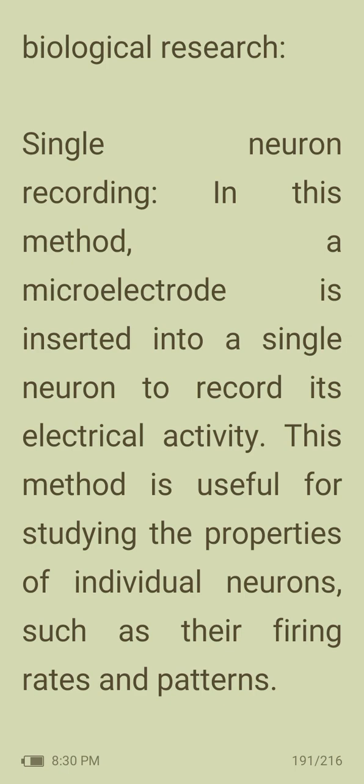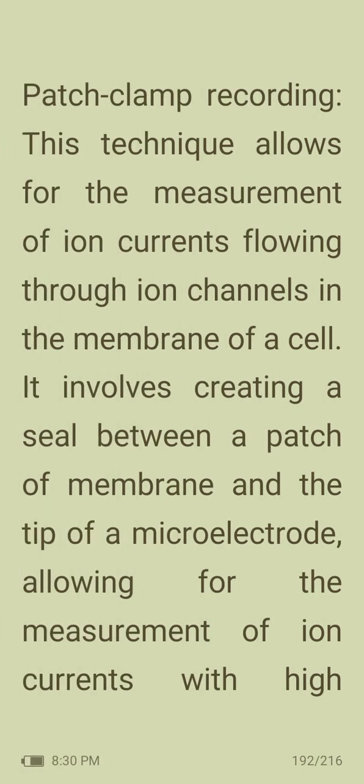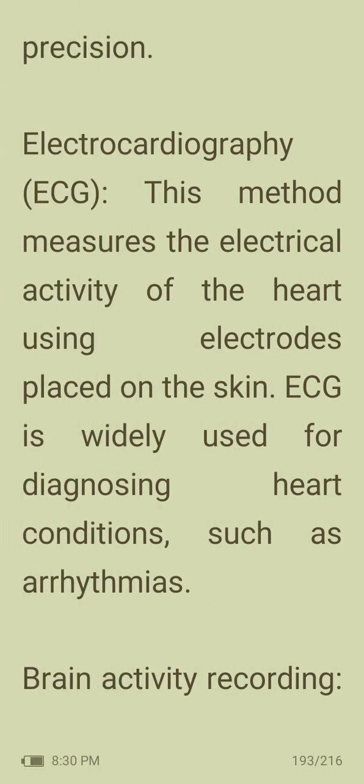In this method, a microelectrode is inserted into a single neuron to record its electrical activity. This method is useful for studying the properties of individual neurons, such as their firing rates and patterns. Next, patch clamp recording. This technique allows for the measurement of ion currents flowing through ion channels in the membrane of a cell. It involves creating a seal between a patch of membrane and the tip of a microelectrode, allowing for the measurement of ion currents with high precision.